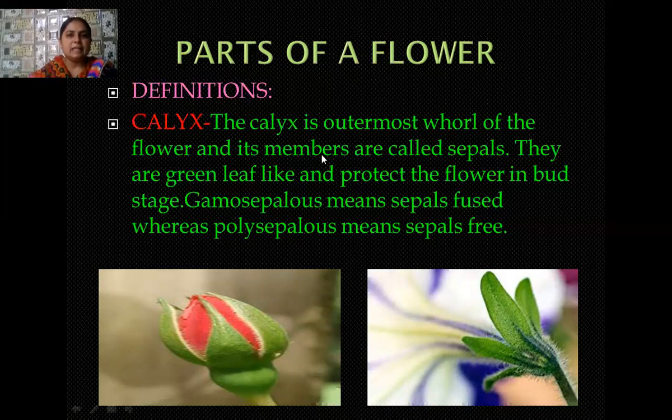Calyx is the outermost whorl of the flower, and the members of this calyx are known as sepals. That means calyx is a group of sepals, and these sepals are green leaf-like structures. And what is their function? They protect the flower when it is in the bud stage. So here you can see the flower of rose enclosed inside the sepals when it is in its bud stage.